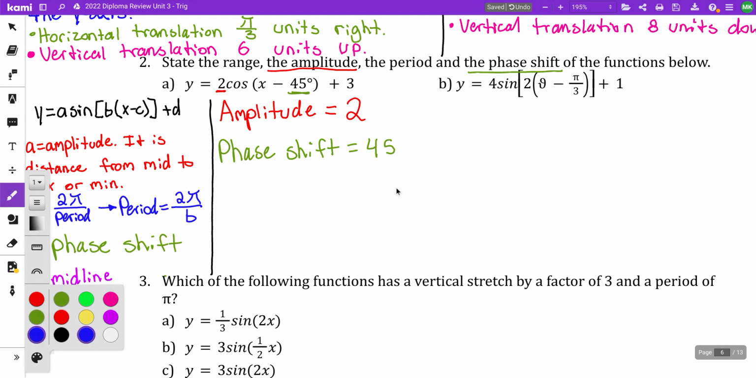The period. The period of a function equals 2 pi divided by b. In this case, b is 1. So the period is 2 pi.